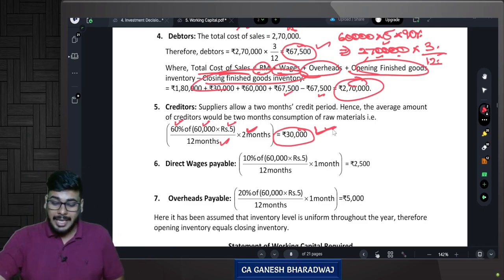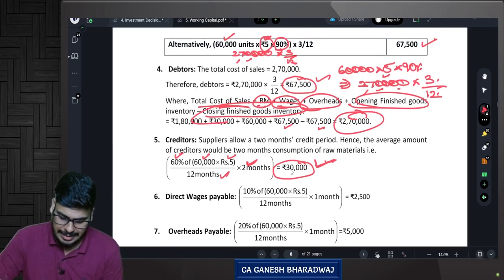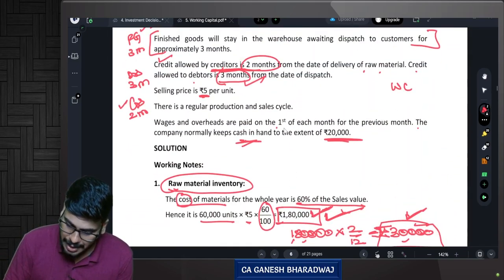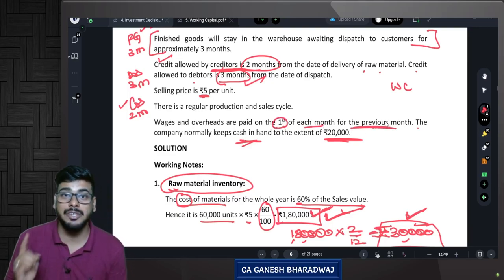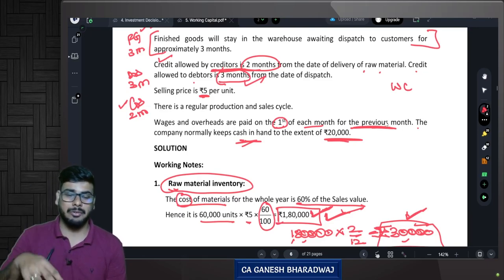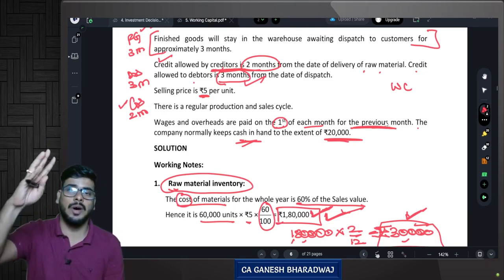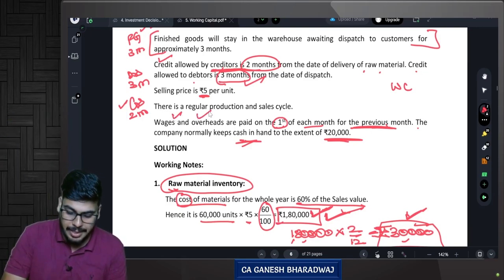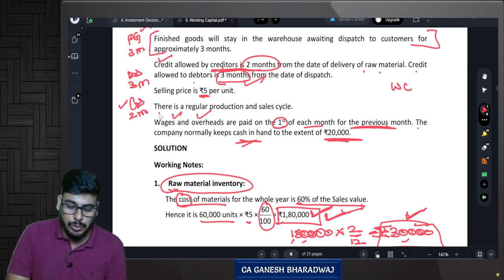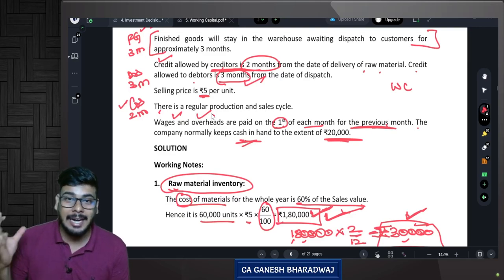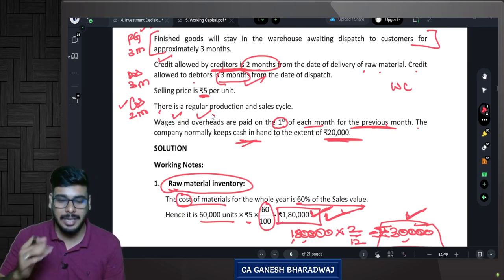Next, they have also said something. Look at this. Wages and overheads are paid on the first of each month for the previous month, which means they are saying you need not pay today. This month you extract all the work, and you pay on the first of next month. In other words, for wages and overheads, we are getting 1 month credit, outstanding wages, outstanding overheads. Indirectly, these expenses are also getting funded, yes or no?